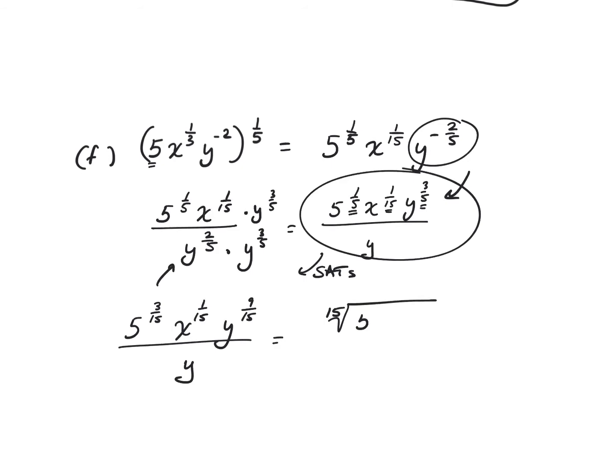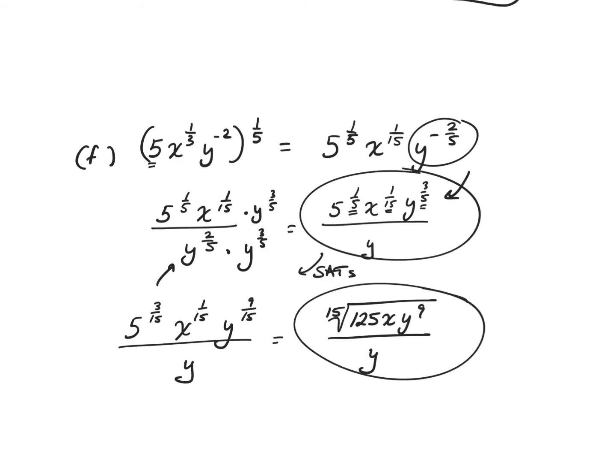Now 5 to the third power, instead of writing it, I'm just going to give the value. 5 to the third power is 125. x to the first power, y to the ninth, divided by y. And now you have more of an answer that would appear on your good old SATs.